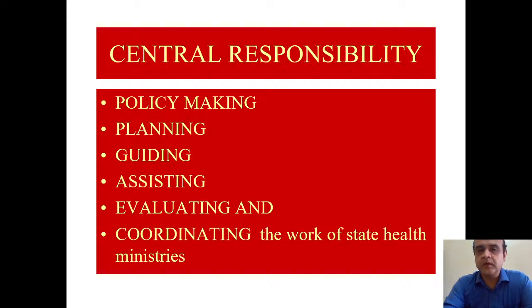Then there are ICMR kind of bodies which are more into research, and there are other bodies which take care of and read about epidemiology. Then there is the CDC, Center of Disease Control. Then there is WHO, and then there are many other organizations who work in terms of health in collaboration with the government specifically.